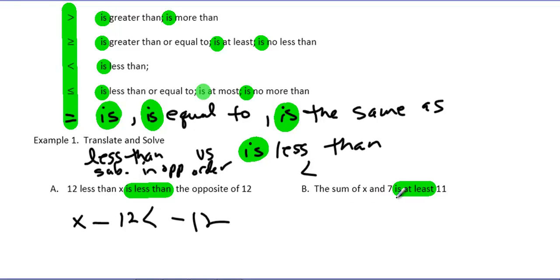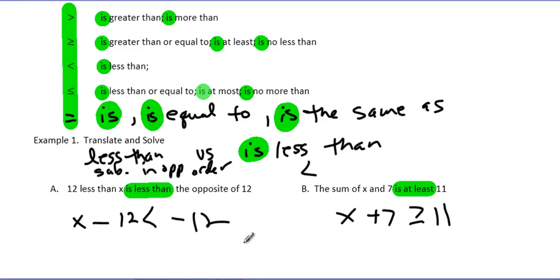Let's go ahead and do B. B says is at least 11. Now, you can look up here and see is at least is the symbol for greater than or equal to. But logically, when you think about it, what this is saying is we could be equal to 11, but we cannot be smaller than it, because at the very least we're 11, so we have to be bigger than it, so greater than. Sum means to add, so I have x plus 7.